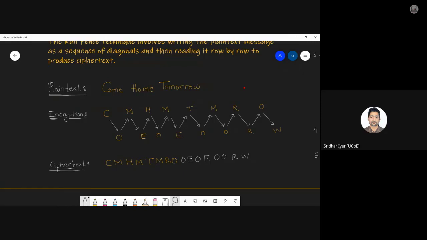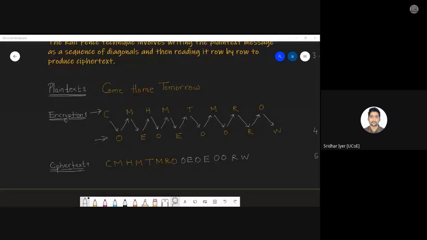And for encryption, we read the first row and then the second row. So it becomes C M H M T M R O and O E O E O O R W. Fine. So this is my ciphertext. Is it clear? It's very simple to implement and very simple to break also. But this is one of the basic ciphers, so we need to learn that. Any confusion with this? Yes or no?